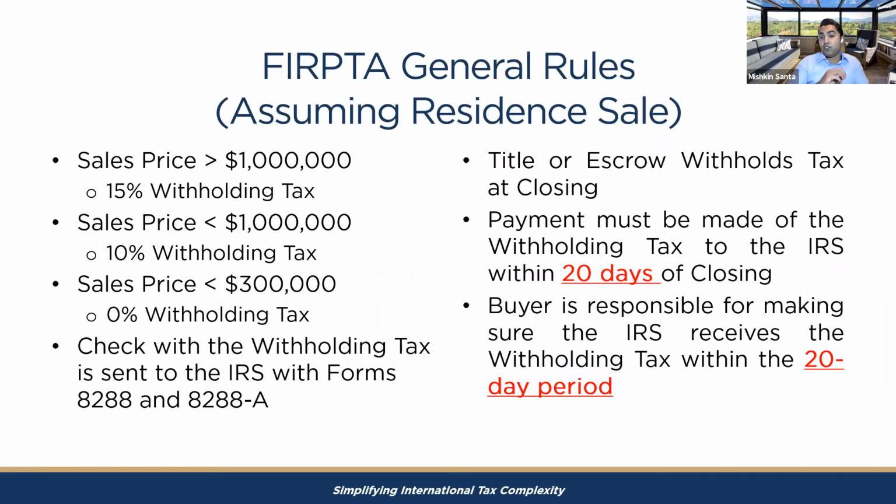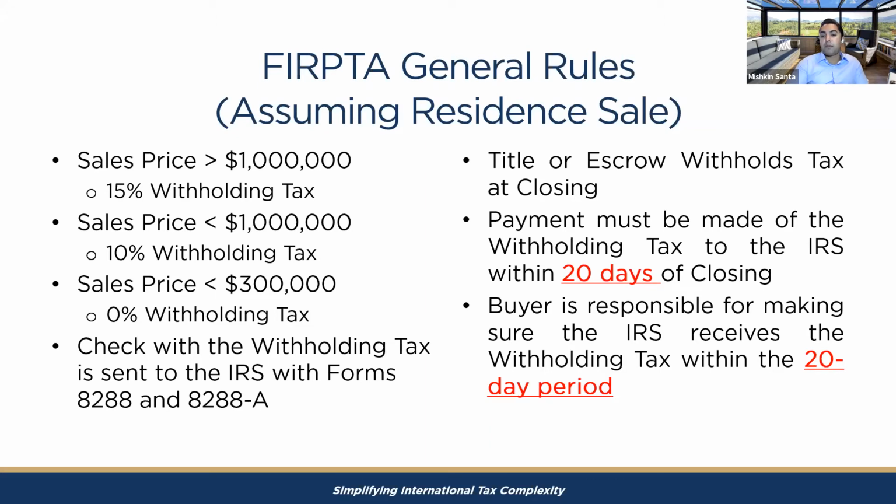And what happens under the general FIRPTA rules, and we'll talk about exceptions in a little bit, is that the withholding agent or closing agent, typically the escrow or title company, will withhold at the 10 or 15%. They will issue a check from their escrow account, which will have the withholding tax, and they will send those funds at closing to the IRS within 20 days, along with Forms 8288 and 8288-A. And I'm going to go through the forms and talk about those here in a minute.